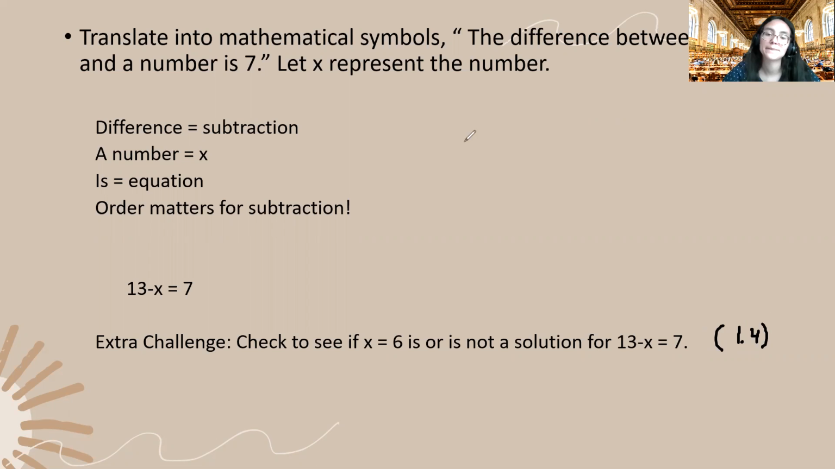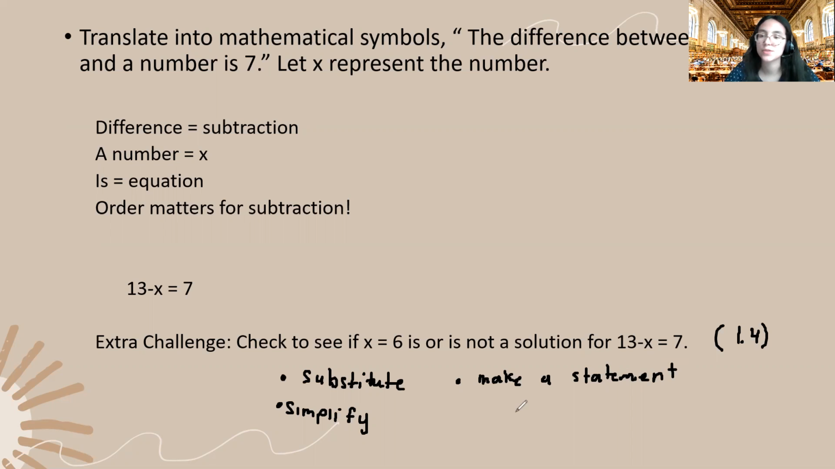Okay. So what you would do here is that you would substitute, you would simplify, so you would carry out the subtraction, and then you would make a statement if it is a solution or not. You say true or false, x is equal to 6 is or is not a solution for the given equation, okay?